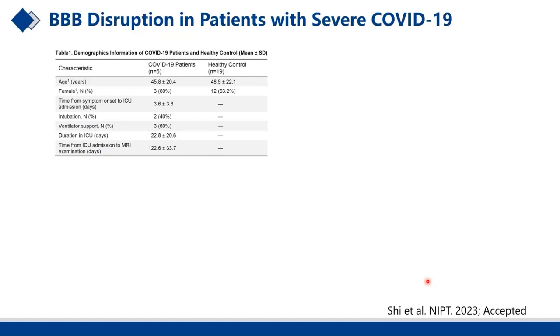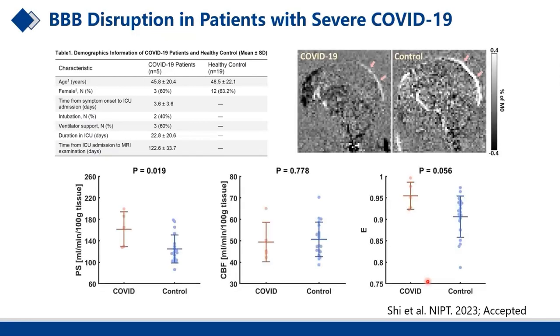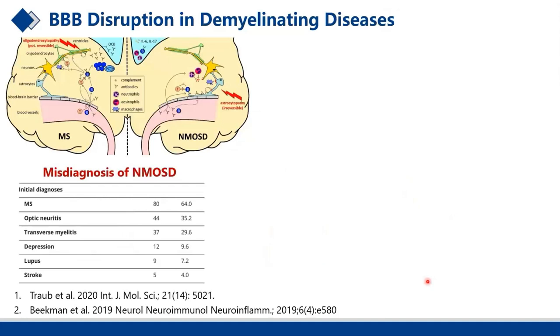Just briefly mentioned, we also did this in severe COVID, and we saw an increase in the BBB permeability. But to be sure that there is no BBB disruption in Omicron infection, we did that in like 100 or 150 young healthy volunteers. So I guess with Omicron infection, we're good.